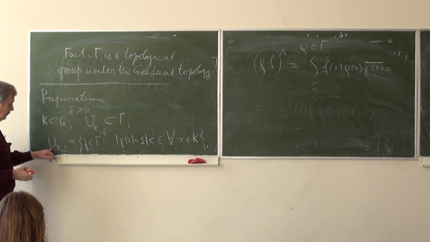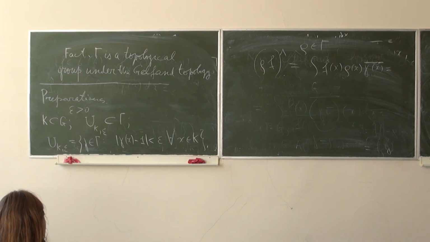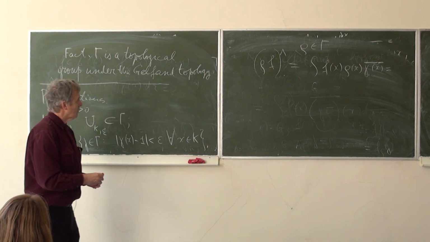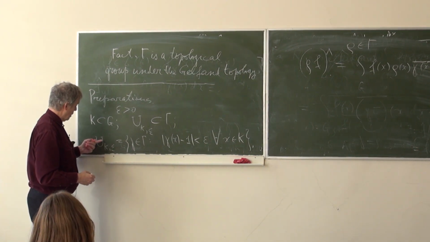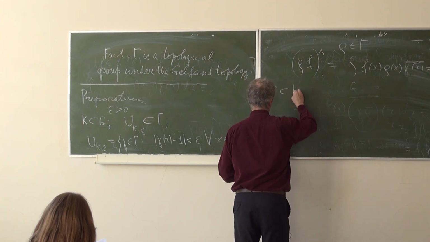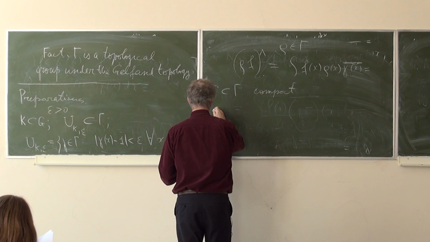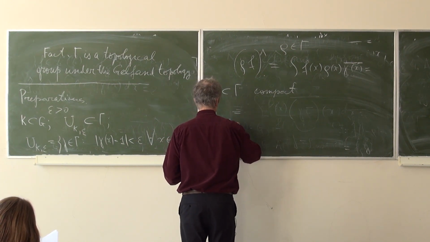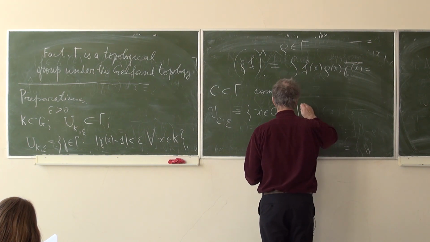Okay. Now let me check if I am correct. Next, let us do something which seems to be dual to this. So let's exchange the roles of gamma and G. Let now C be a compact subset in gamma. Consider the set V, C epsilon. This is the set of all x in G, for which we have the same.